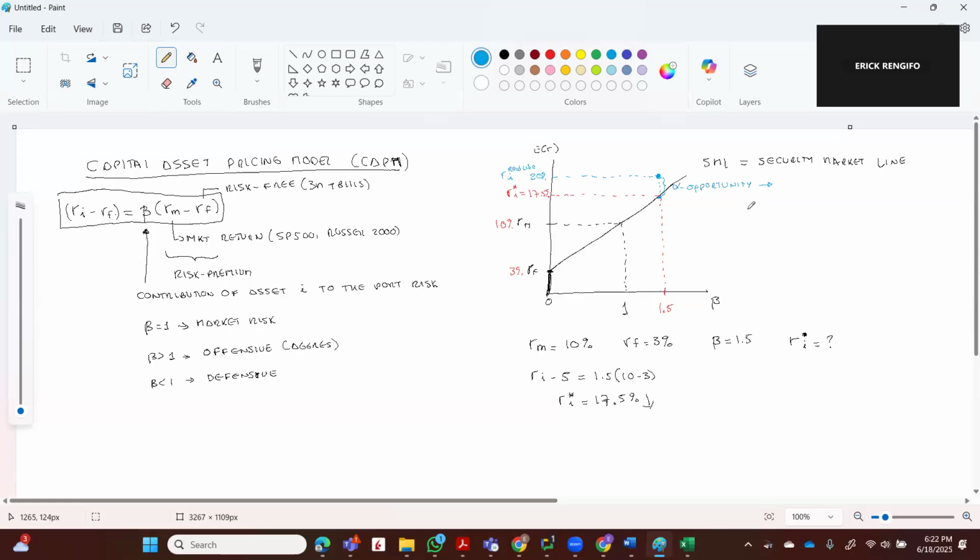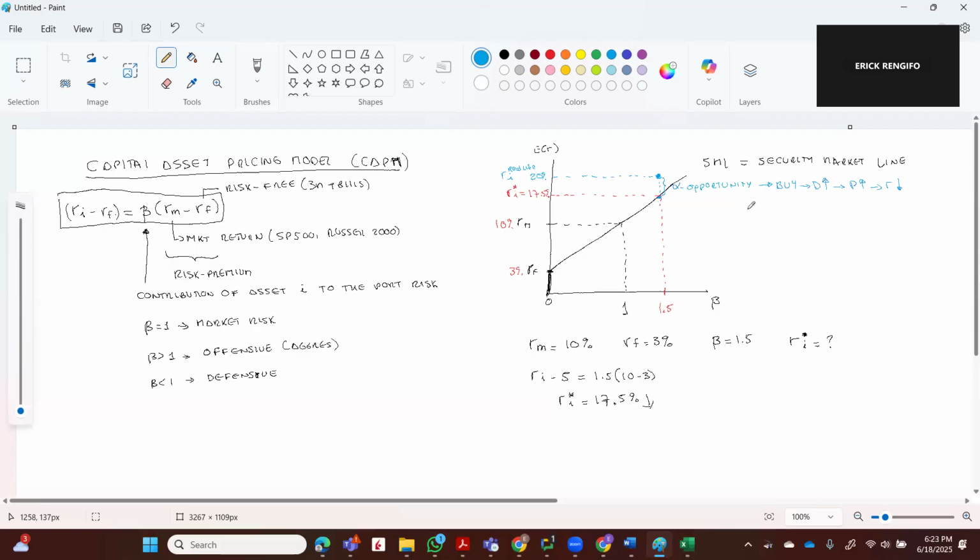Guys, if something is giving you more than expected, is it good or is it bad? Good. So then what do you do? Buy. Normally you buy. Now, when you buy, demand for the asset increases. What happens with prices? Prices increase. When prices increase, guys, returns decrease.